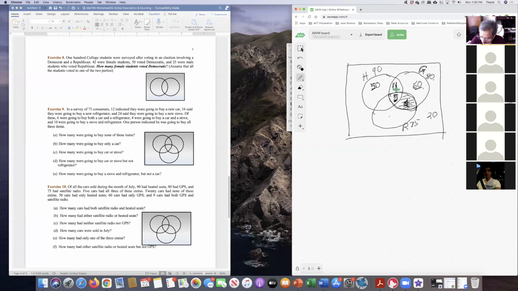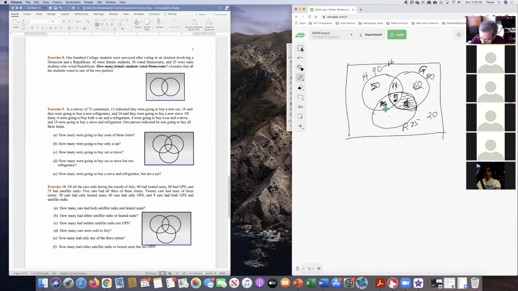Now, once you get that, we can go to H to calculate this unknown section here. So 11 plus 5, 16 plus 50, 66. Take away 66, that's 24. So 24 goes here.